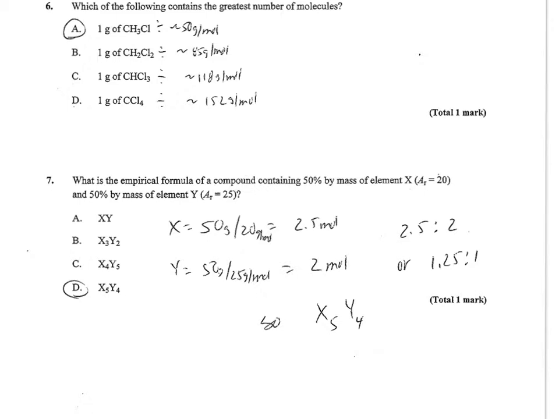Number 7, what is the empirical formula of a compound containing 50% by mass of element X with an atomic mass of 20, and 50% of element Y, which has an atomic mass of 25? If you have 50% of each, think of it as 50 grams of each, and I just converted each one to moles. 50 grams of something weighing 20 grams per mole is 2.5 moles, but 50 grams of something weighing 25 grams per mole is 2 moles. So my ratio is really 2.5 to 2, or 1.25 to 1. Either way, I need to get this to a whole number. So the simplest whole number ratio for this is X5, Y4.